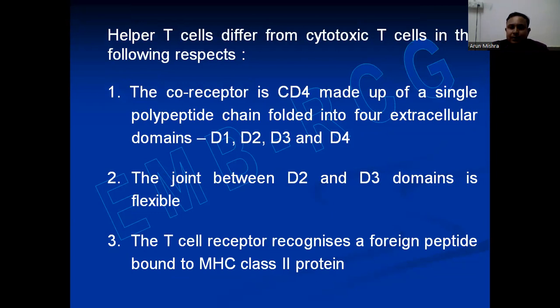The co-receptor is CD4, made up of a single polypeptide chain folded into four extracellular domains, D1 to D4. The joint between D2 and D3 domain is flexible. The T cell receptor recognizes a foreign peptide bound to MHC class 2 proteins.